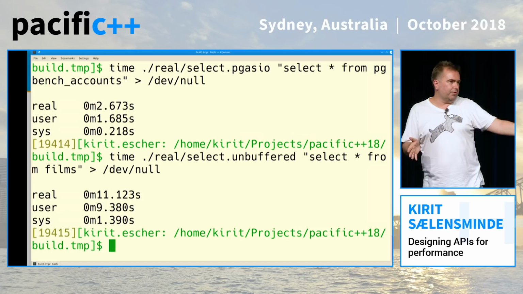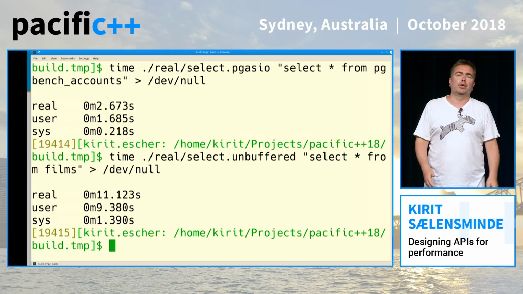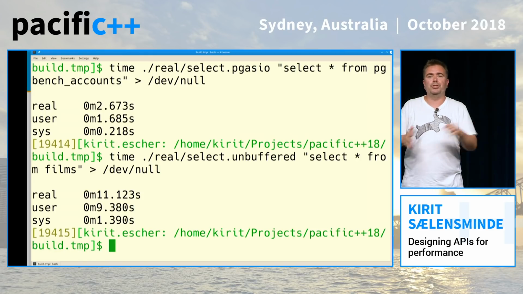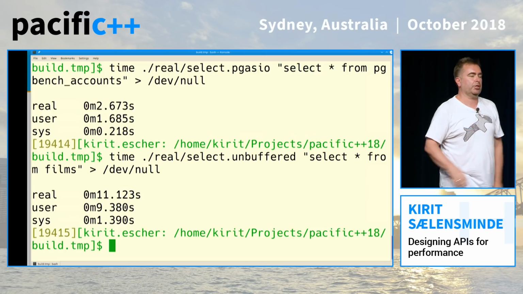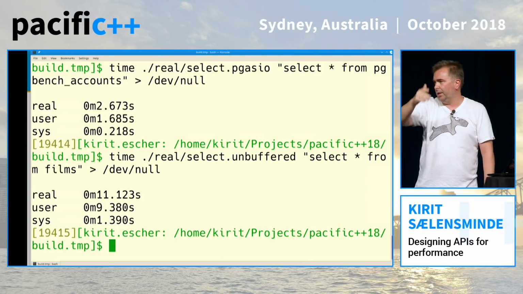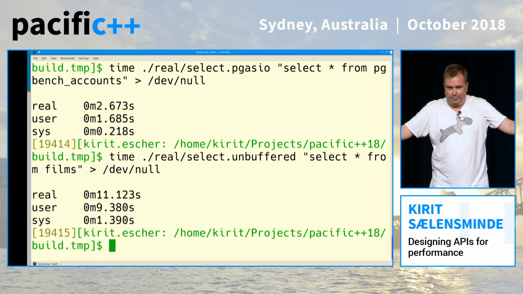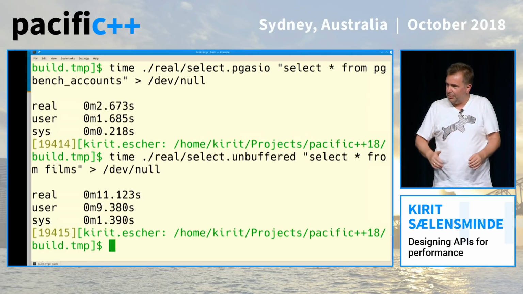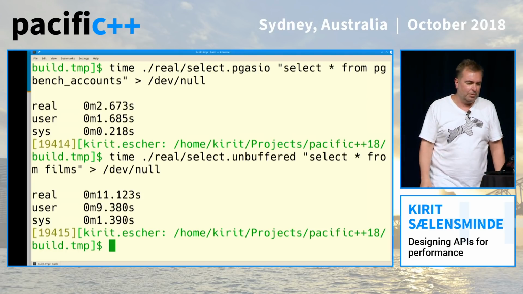And the default APIs in libpq and libpqxx, what they do is they stream the entire record set into memory and then hand it on to the application. So that's the delay that you see there. The PG-Asio version, because we are now in control of everything, we stream the data through. I will go into this in a bit more detail in a couple of slides' time.